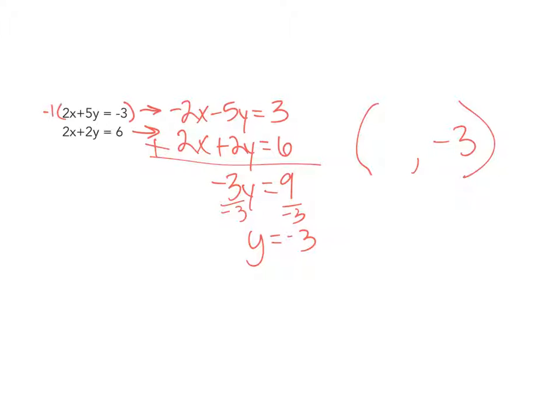Okay. Now, you can only plug in for the black equations because let's just stick with that rule, okay? So those are my original equations. Which equation looks easiest to you to plug in a negative 3 in for y? It really doesn't matter. Bottom. 2x plus 2 times negative 3 equals 6. 2x minus 6 equals 6.